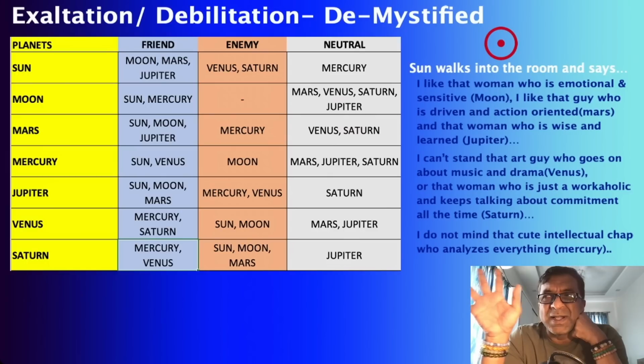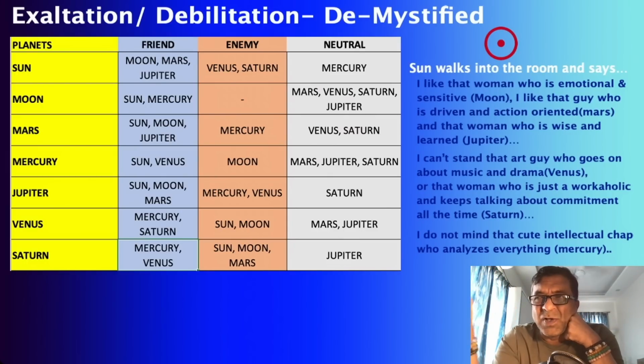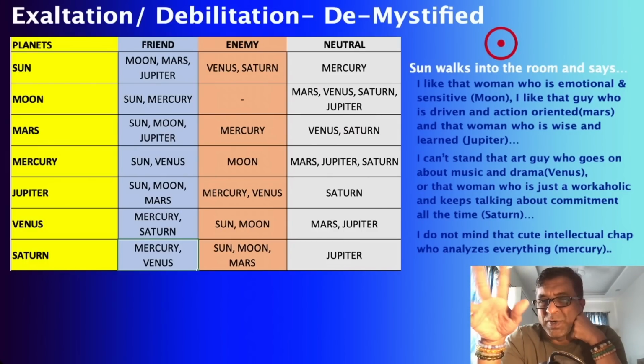And I have declassified the classical archetype of saying man is always wise and woman is always artistic and so on. I mixed up the roles, so be careful not to think of man as the wise and woman only as the emotional. You'll get it wrong. Next, enemy. I can't stand the art guy who goes on about music and drama, which is Venus, Sun not liking Venus. Or that woman who is just a workaholic and keeps talking about commitment all the time, Saturn. Whereas the neutral guy says, I do not mind that cute intellectual chap who analyzes everything. That's what Sun thinks of Mercury.